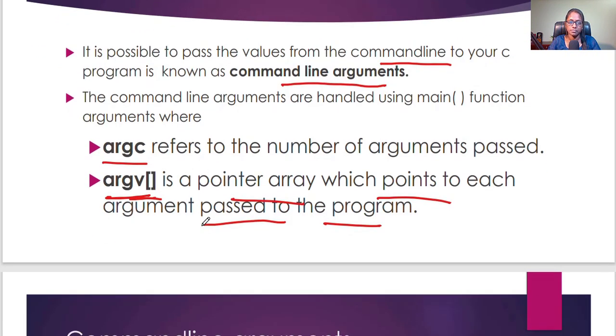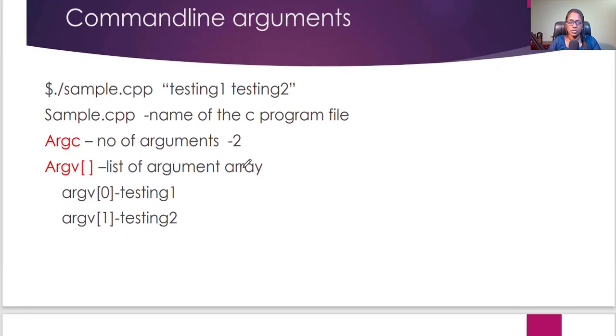For example, you see this is the DOS prompt, or this is a shell prompt. In this shell prompt, I typed sample.cpp. Along with this program name, I am giving some arguments, testing1 and testing2. So how many arguments? This is 1 and this is 2. sample.cpp is the name of the C program file. argc will hold 2 because I am passing 2 values, right? 2 arguments, so argc stores 2.